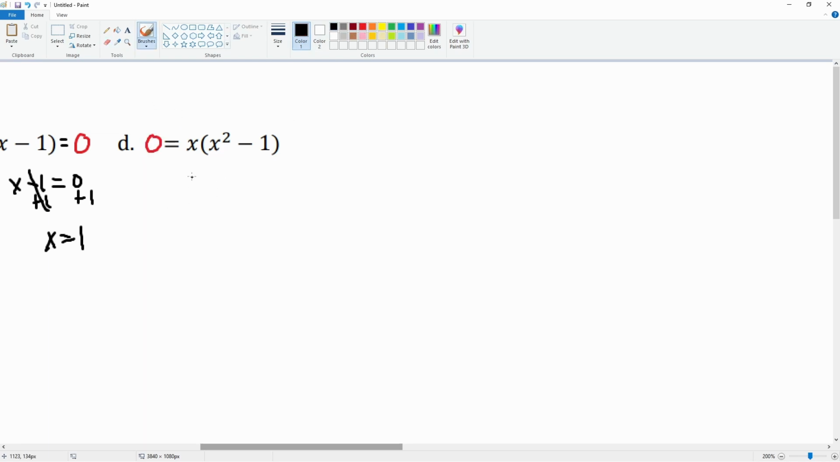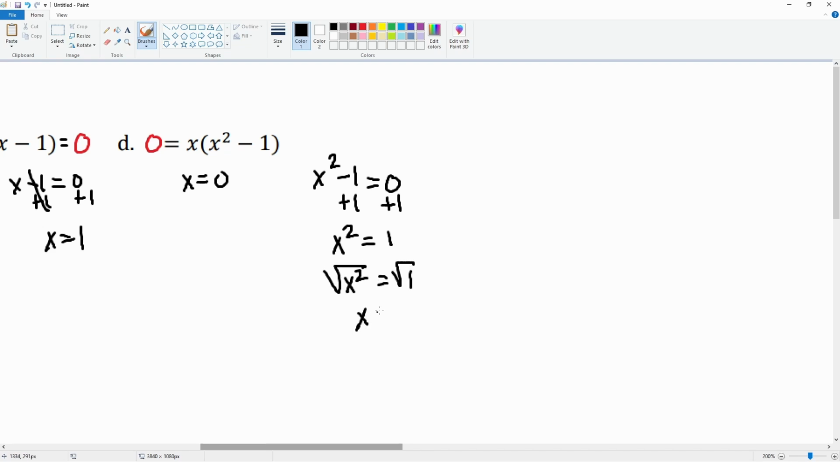And the last one, we delete the y and make it equal to 0 because we're trying to find the zeros. So x is equal to 0, and x squared minus 1 is equal to 0. We add 1, so x squared is equal to 1. Take the square root of x squared and the square root of 1, so x is equal to 1. Technically this is plus and minus. So the solutions here would be x is equal to 0, x is equal to negative 1, and x is equal to 1. These are all your roots, and these are also your zeros.